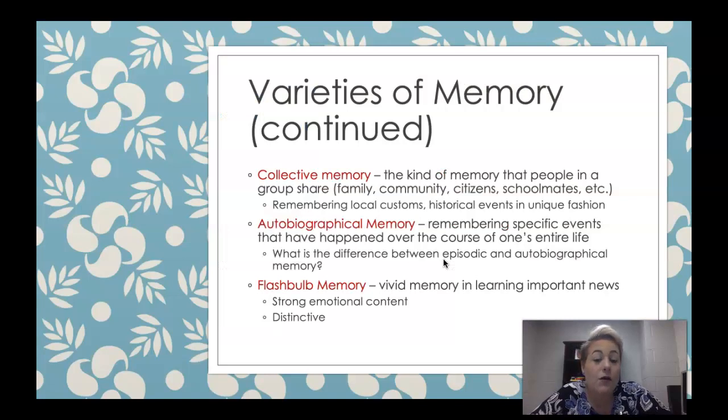But words and their meanings are also going to be held in our semantic memories. Now, we're also going to have what's called a collective memory. This is the kind of memory that people in a group share. So this could be a family. Maybe you have some family memories or traditions that get passed on. It could be a community, like Washington. You have certain stories and memories within a community that get passed on, and remember local customs and historical events in a unique fashion. Like I'm from Chicago, so we have different community memories that kind of build that sense of camaraderie among the people and these things that we share.